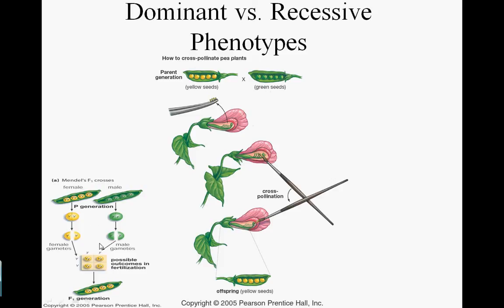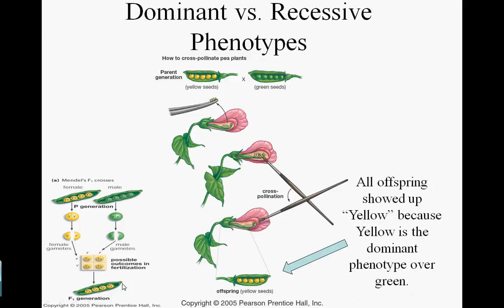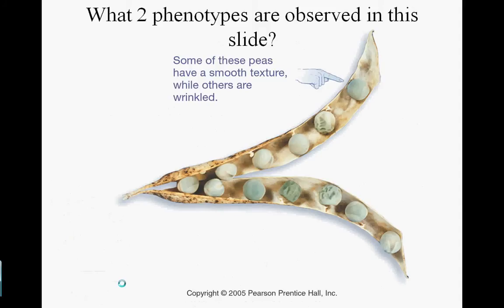And so the cross is over here on the left hand side, the Punnett square cross. As you can see, if he took plants that were yellow, big Y, and crossed them with plants that were green, little y, all of the offspring had the genotype big Y, little y, which showed up to be all yellow seeds. So all offspring showed up yellow because the yellow is the dominant phenotype over green. So you can see the yellow is the dominant phenotype, where the green is the recessive phenotype.